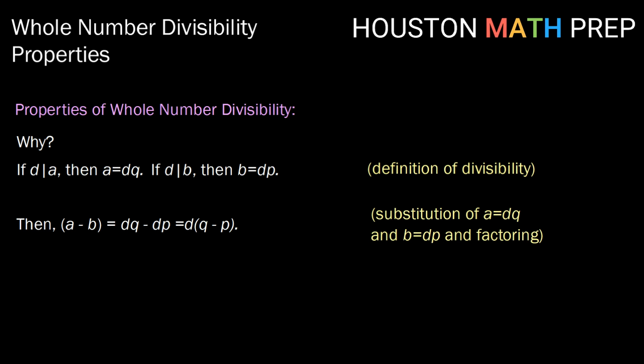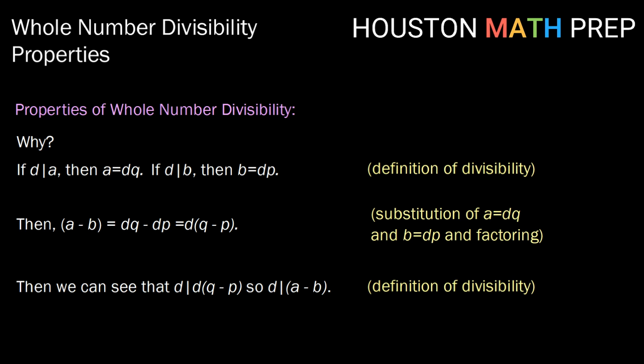Then if we write A minus B as D times Q minus D times P, and we factor out that common factor of D, we have A minus B is D times (Q minus P). Then we can see certainly that D divides D times (Q minus P), so D divides A minus B.